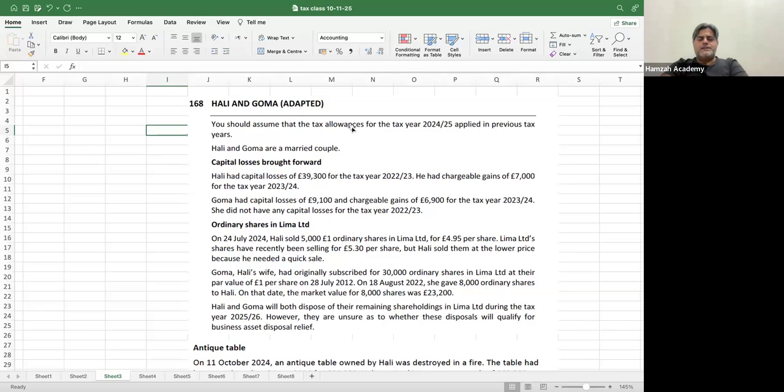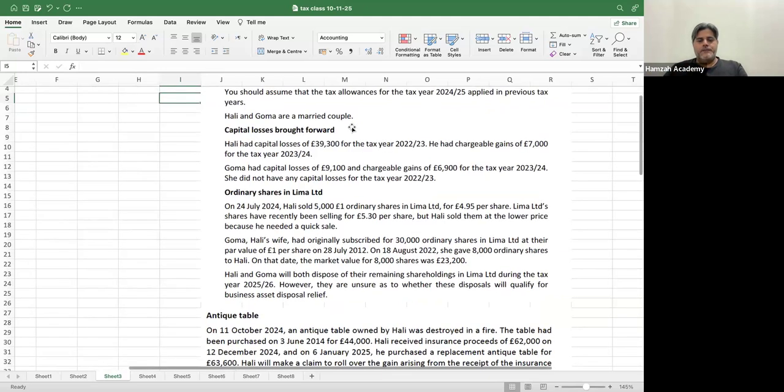Goma had capital losses of 9,100 and chargeable gains of 6,900 for the tax year 23-24. She did not have any capital losses for the tax year 22-23. Now we have these capital losses, then we have these ordinary shares in Lima Limited.